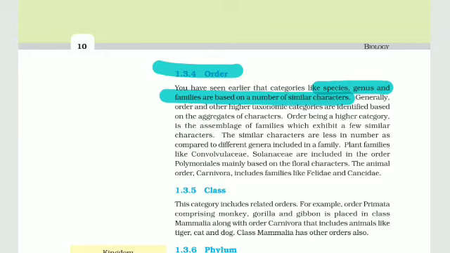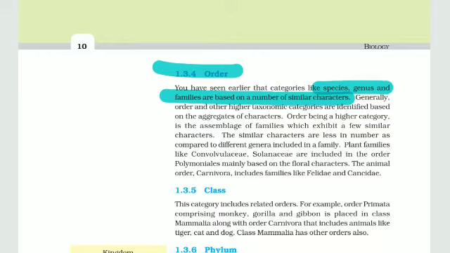Panthera leo, Panthera tigris, and Panthera pardus all belong to the same genus, that is Panthera. Then if you come to the cat family, all the cats, that is lion, tiger, and leopard, they all belong to the same family. And now it comes to order.